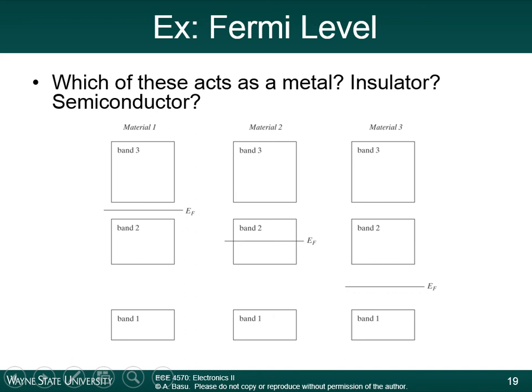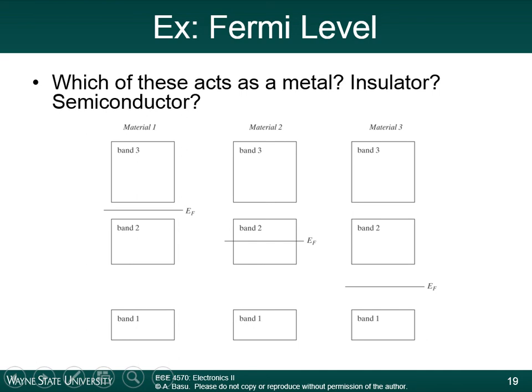If we compare this to an insulator, jumping to material 3, again we do the same analysis. Band 1 is quite far below the Fermi level, so this is full. Band 2 is quite far above the Fermi level, so this is empty, and this is empty. So bands 1, 2, and 3, none of them conduct electricity. Band 1 is full, bands 2 and 3 are both empty.